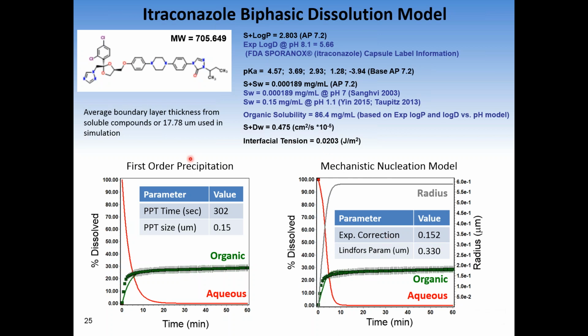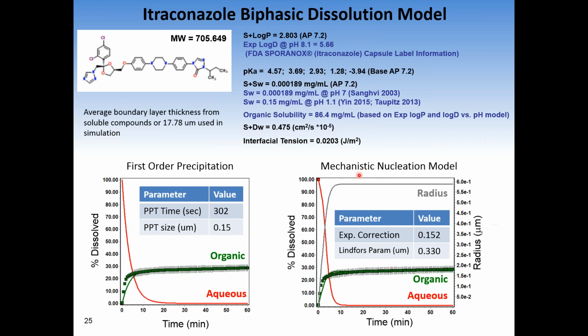The left-hand graph is first-order precipitation. The precipitation time was about 302 seconds. The precipitation size is calculated based on the slope of the organic curve after the drug is precipitated. So you can see from about 15 minutes to 60 minutes, the organic is slowly increasing in concentration, and that's determined by the redissolution from the extremely low solubility and small particle size of itraconazole. For the mechanistic nucleation model, we extracted the exponential correction factor and then the Lin-Force parameter to fit the in vitro data.